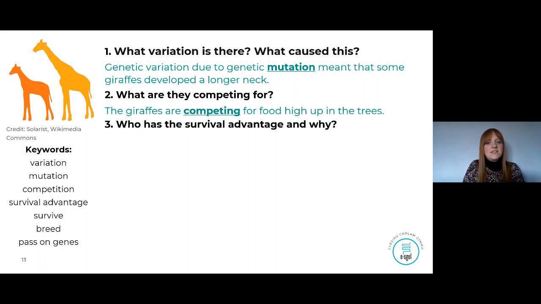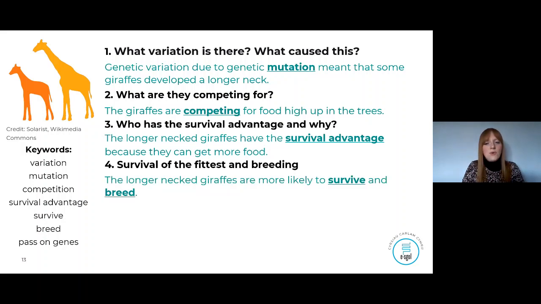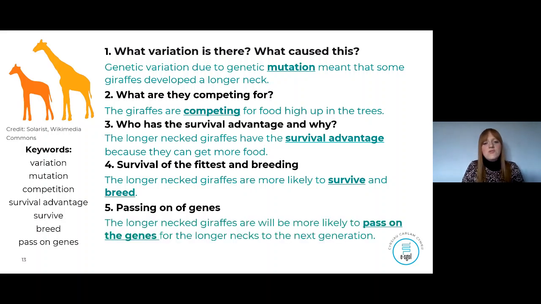Who has the survival advantage and why? Well, the giraffe with the longer neck is going to be able to reach further for his food. So therefore, the longer neck giraffes have the survival advantage because they can get more food. They have a wider range of reach to get the food that they want. Then we talk about survival of the fittest. So the longer necked giraffes are more likely to survive and breed, which means passing on genes. They should be more likely to pass on their genes for the longer necks to the next generation. And you can see that we're structuring it in exactly the same way.